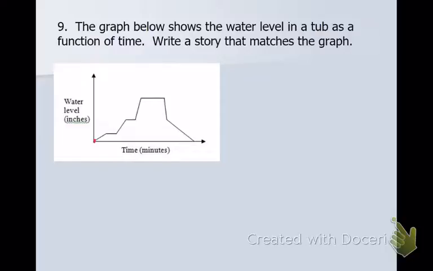So start down here. The tub's empty. You turn the water on and start filling it up. Then what happens? Well, the water level stopped increasing, so you forgot your bubbles for your bubble bath. So you turn the water off, and you go get the bubbles. Okay? So you turn the water back on and start filling it up so that the bubbles get nice and sudsy. That's why you stopped the water to begin with.